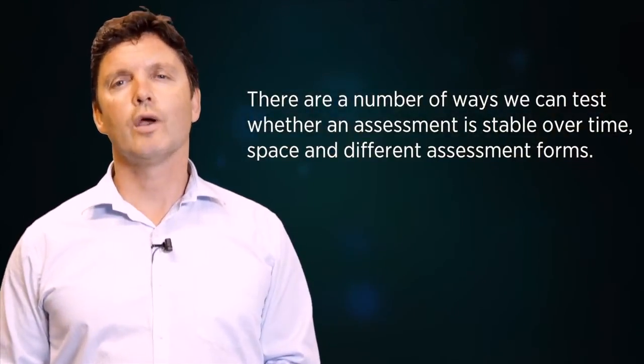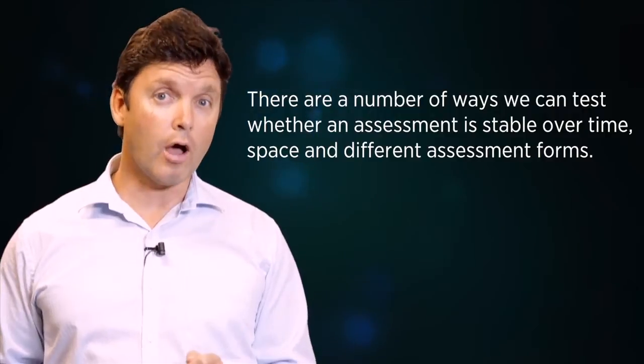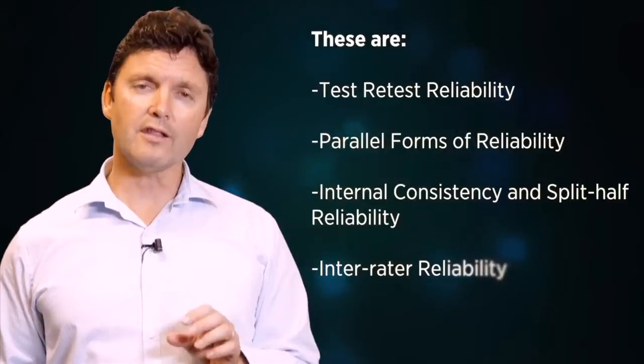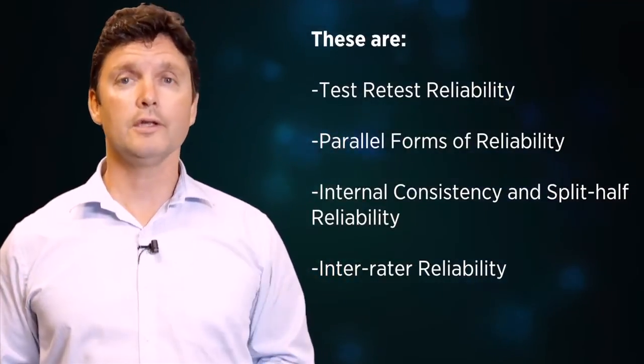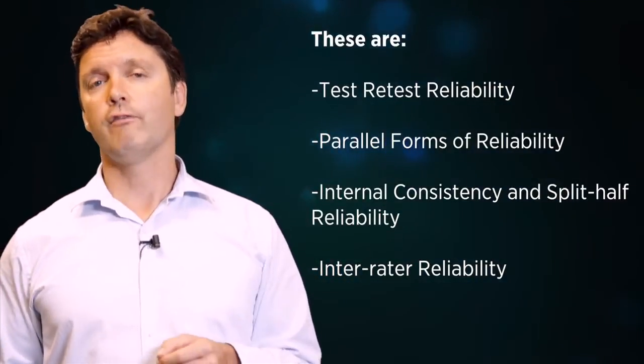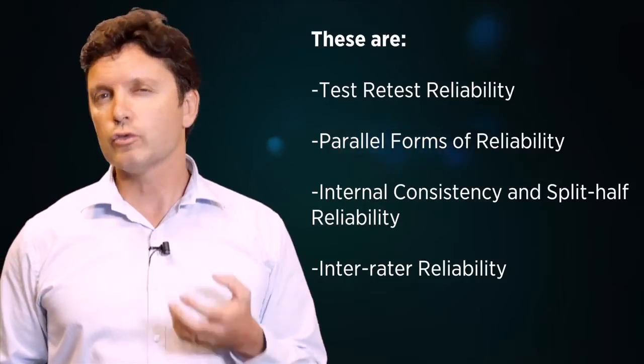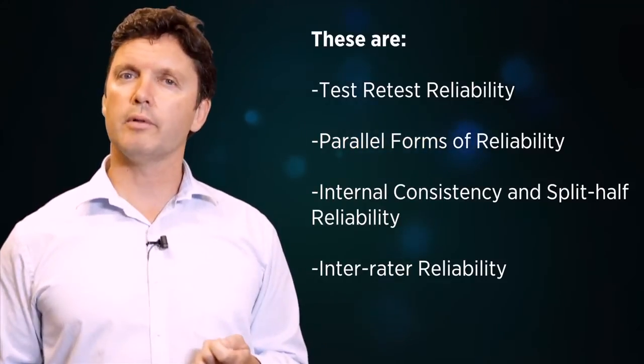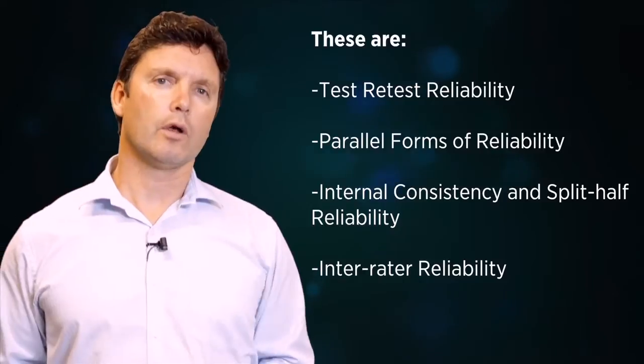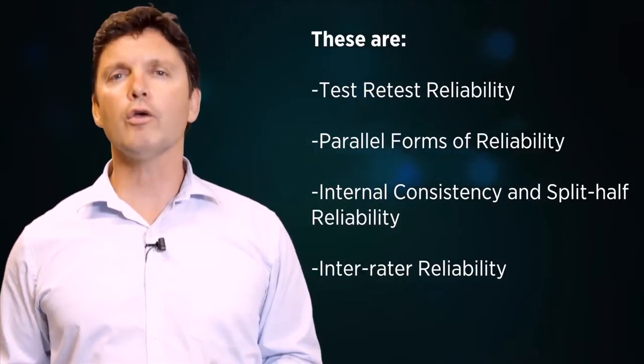Now, there are a number of ways we can test whether an assessment is stable over time, space, and different assessment forms. These are test-retest reliability, parallel forms reliability, internal consistency and split-half reliability, and inter-rater reliability. I'll go through each of these briefly now.